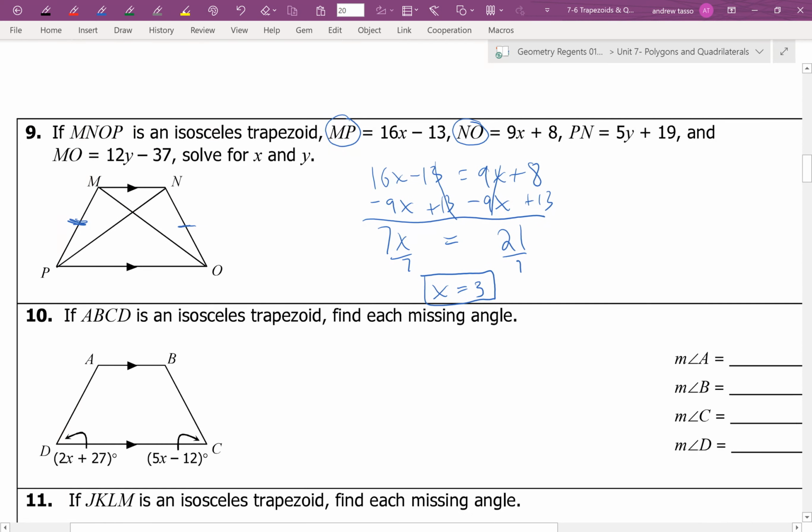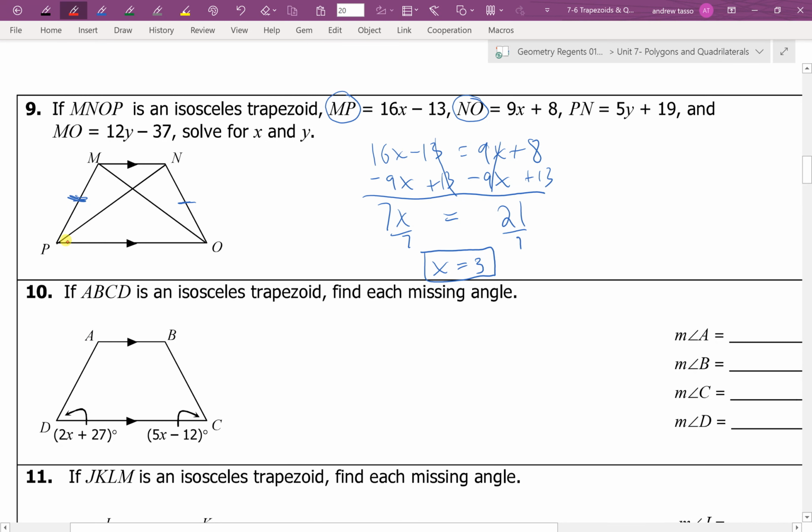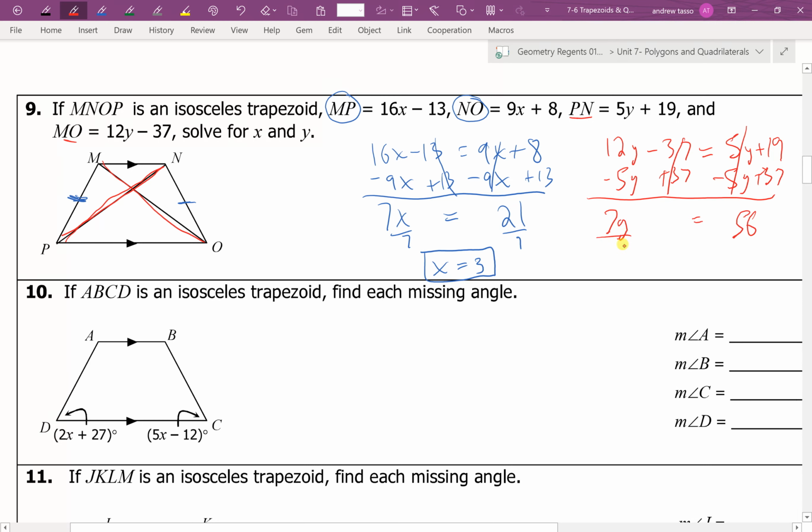So we know that PN, the first diagonal, is equal to that, and we know that MO, the other diagonal, is equal to that. So these expressions must be equal to each other because we know that in a trapezoid, the diagonals are congruent. We subtract 5y on both sides, and we add 37. Right, so here we'll get 7y, and here we'll get, let's see, 56. We divide by 7, and we find that y is equal to 8.